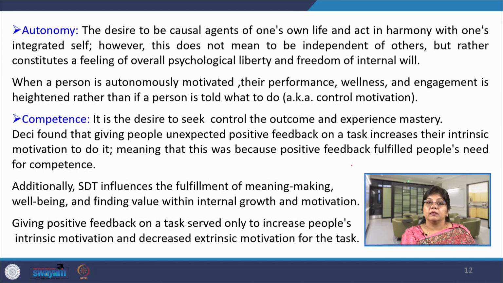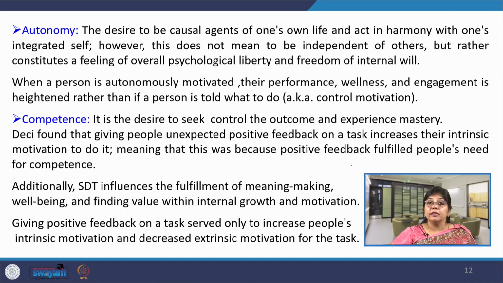The other is competence. It is a desire to seek control of the outcome and experience mastery. Deci found that giving people unexpected positive feedback on a task increases their intrinsic motivation. That is so obvious: when you receive recognition based on positive feedback, that motivates you internally. There is intrinsic motivation and you perceive more meaning in performing the job, because the positive feedback has fulfilled your need for competence. That means you are more internally motivated to perform the job better in future while expanding your competence by upgrading your skills and knowledge.